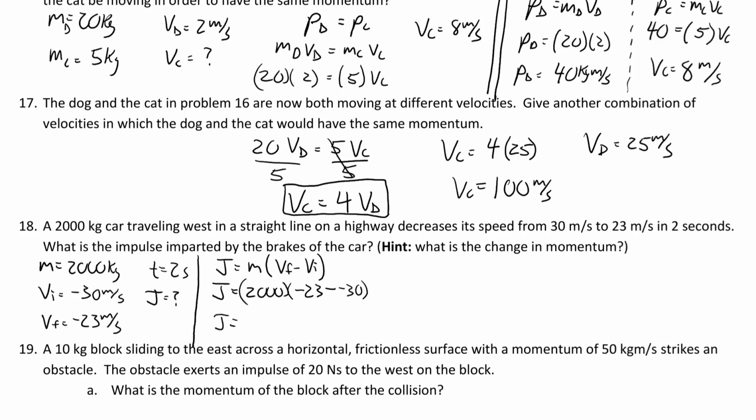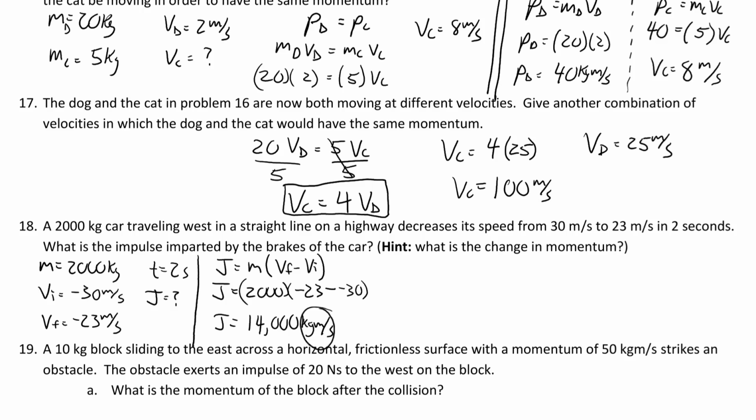7 meters per second times 2,000 is going to give you 14,000 kilogram meters per second. Or you could write 14,000 Newton seconds. Both units are fine. We'll keep it like that for now because as far as we know, impulse is just a change in momentum. So it changed by this much momentum, kilogram meters per second.